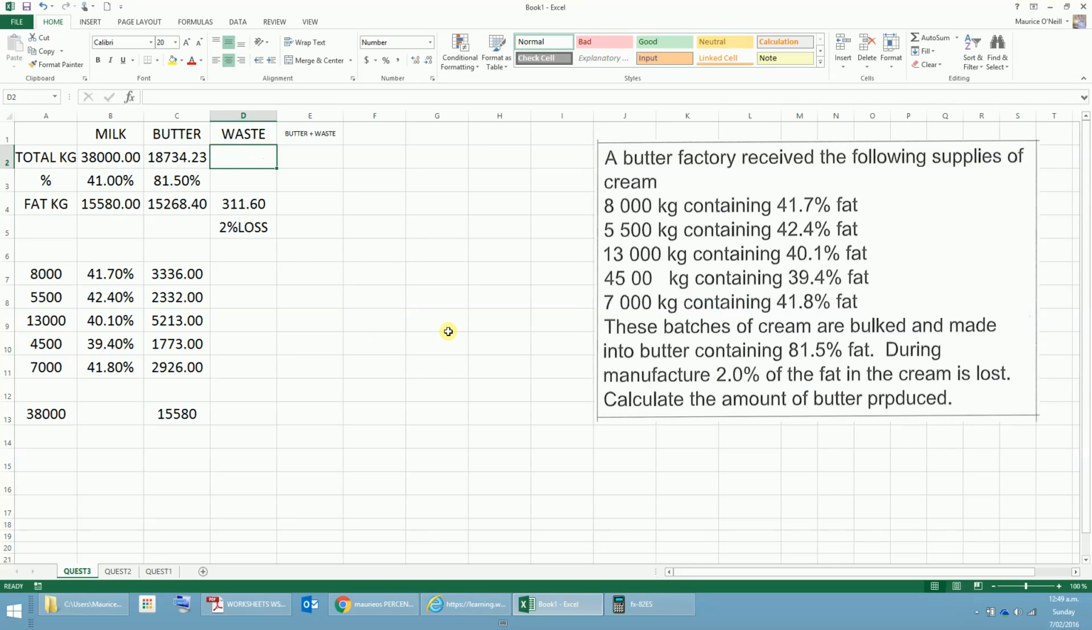Now we can work out the waste. Okay, so the waste is obviously just going to be the total minus that there, and that's going in there, 19265.77. And what is that as a percentage? Well, it's just that divided by that. Okay, and that's 1.62%. Okay, so there you go.